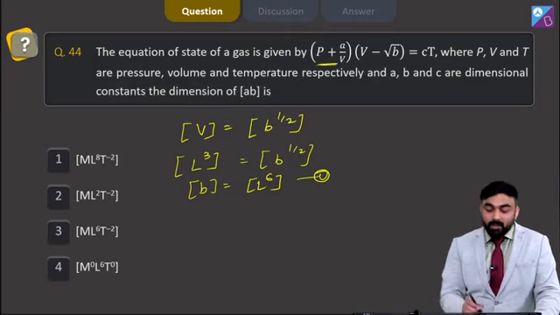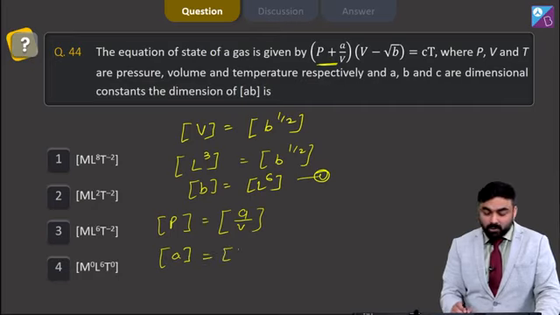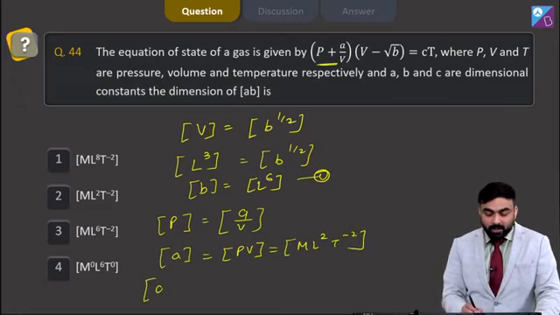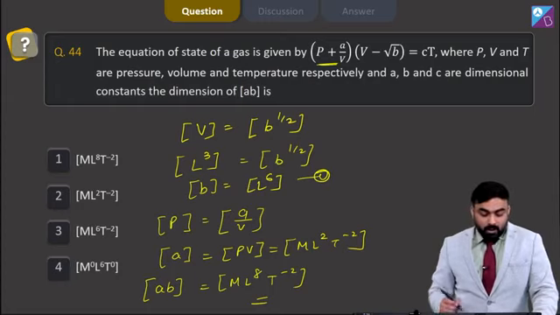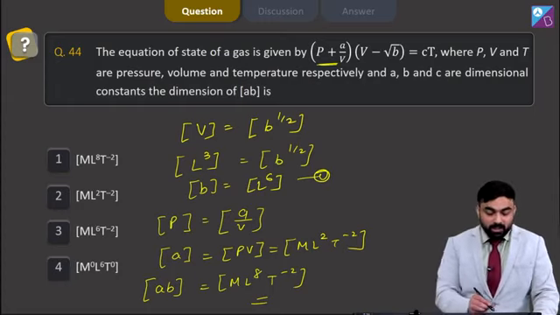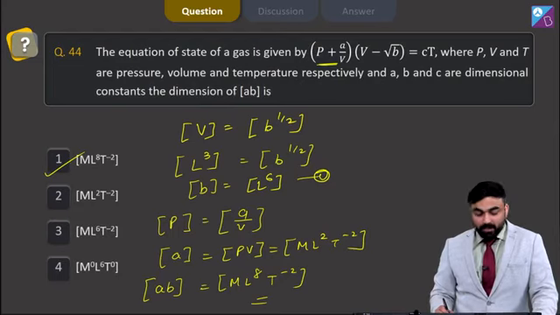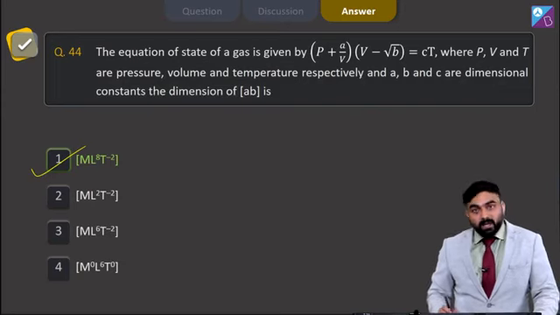Now, in the same way, from this particular term, dimension of pressure should be equal to dimension of A over V. That is, dimension of A should be equal to dimension of PV, which is equal to ML² T⁻². Now, if we want to calculate the dimension of AB, it will be equal to ML⁸ T to the power minus 2. Correct? So, our correct answer to this particular question is option number 1. Verifying this from the answer slide as well. So, option number 1 is the correct answer.